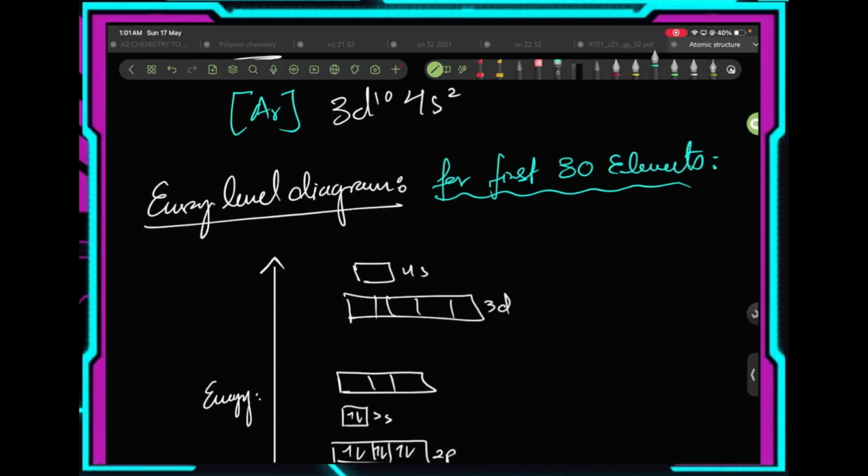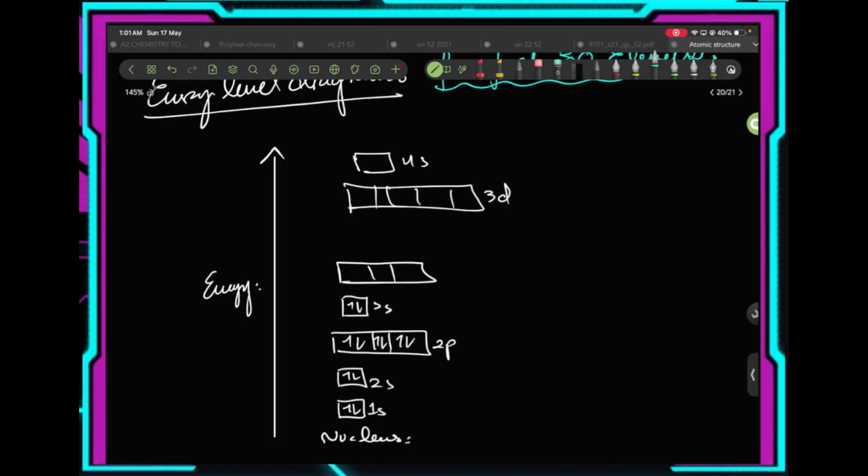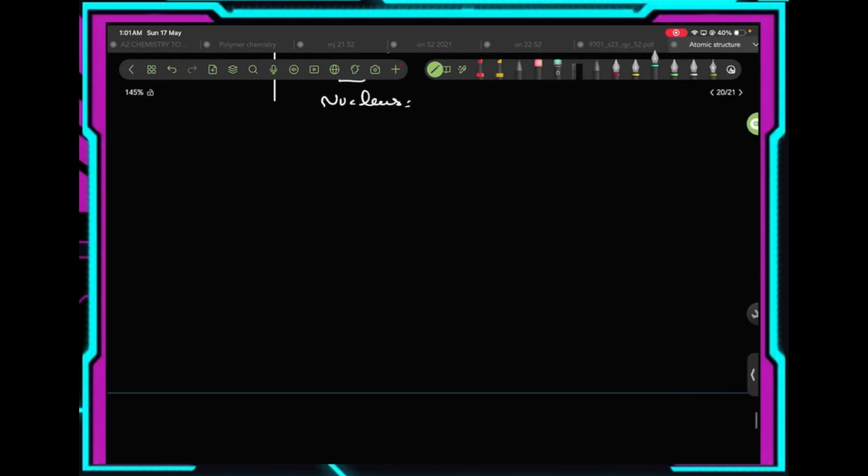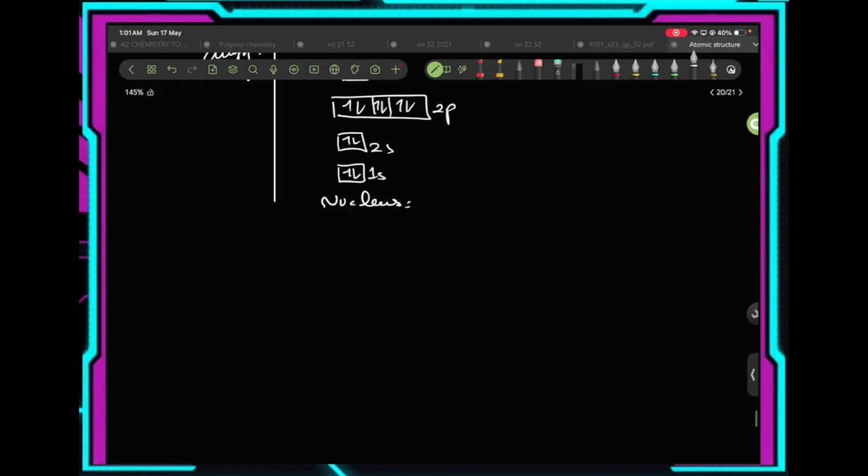Okay, first 30 elements you have to do the energy diagram, and then even the stable electron configuration. Everything should be the same, but the only difference is that you're going upwards. Now our next topic is basically the electronic configuration. Everything ends here.